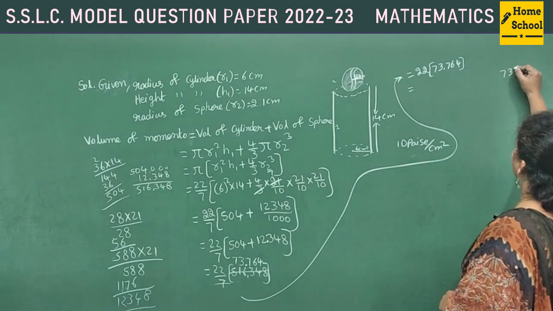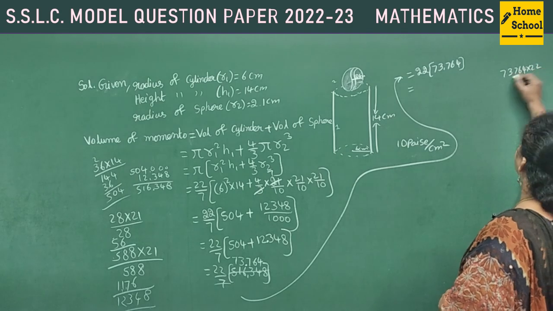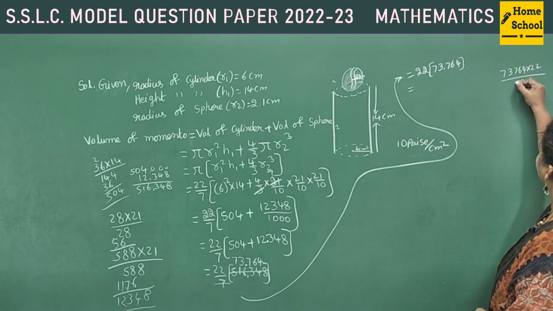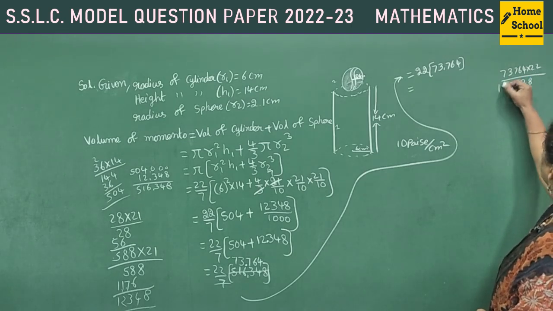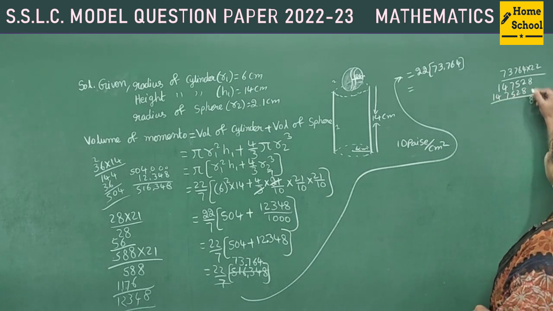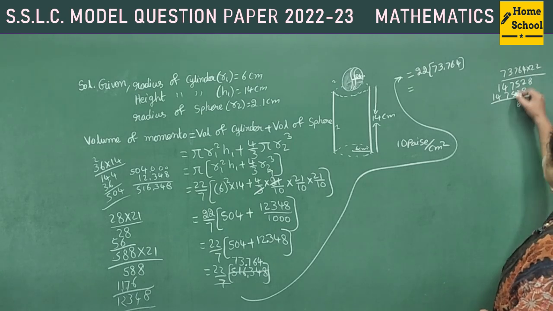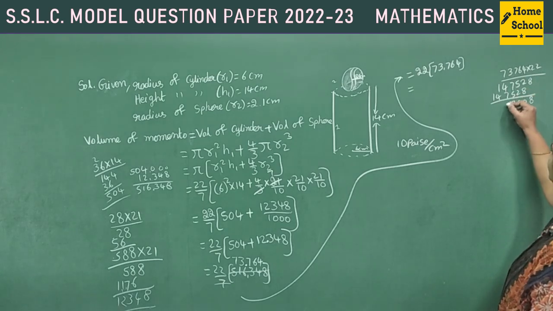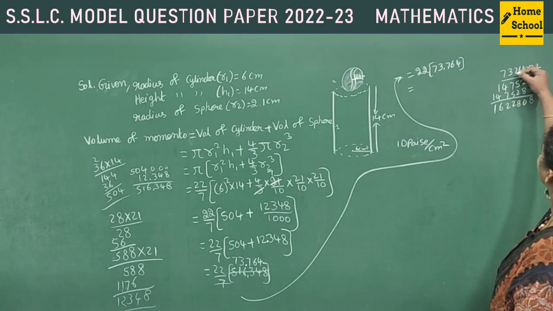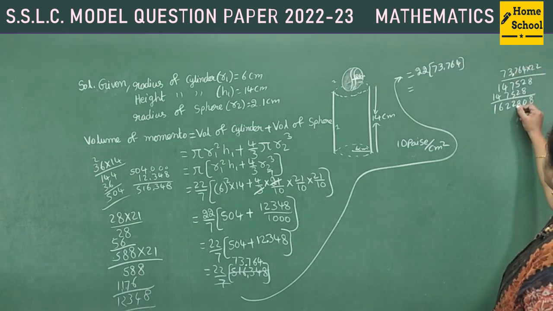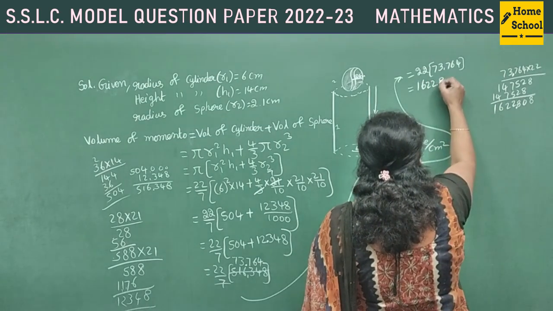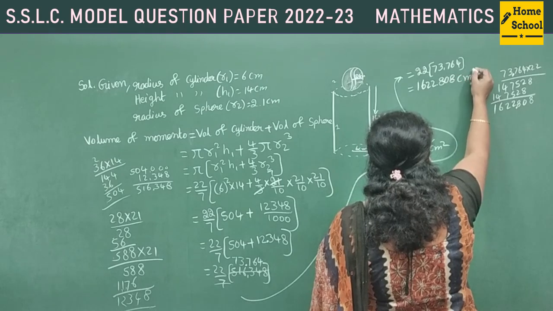So let me do multiplication here into 22. 8, 12, 15, 6, 7, 14. And again 1, 4, 7, 5, 2, 8. Add 8 and here 12, 6, 1, 6 and here you have a decimal point. So 1, 6 to 2.808 centimeter cube.